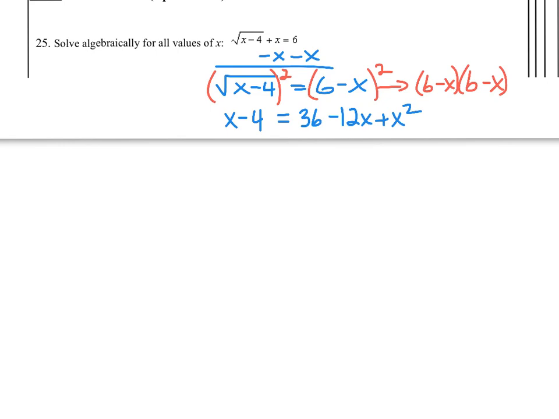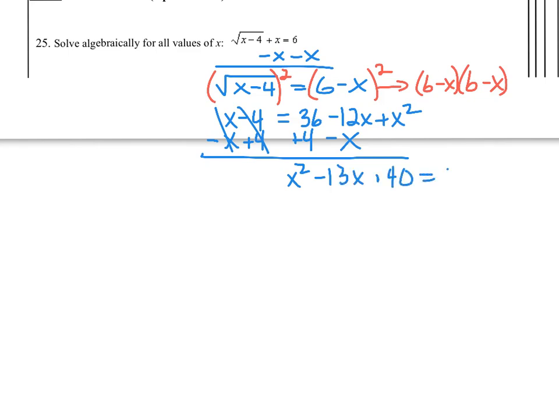We'll see. I'm going to get everything over to the right because that's where the x squared is. So let me move this x over by subtracting it, and while I'm at it, let me move the 4 over as well. Let's just do it all in one fell swoop. So that's all gone, right? Then I end up with, I'm just going to rearrange things so that they're in standard form, x squared minus 13x plus 40 equals 0. And that really should look like a plus sign, right?